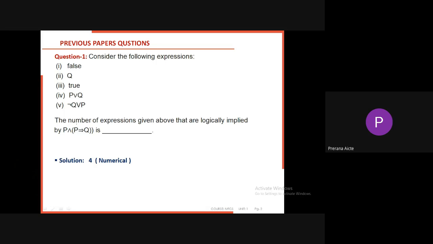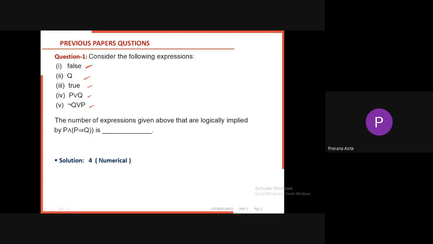And he is asking for the number of expressions given above that are logically implied by P and P implies Q. Among these five expressions, we need the number that are logically implied by P and P implies Q. Okay, so that is the question given.